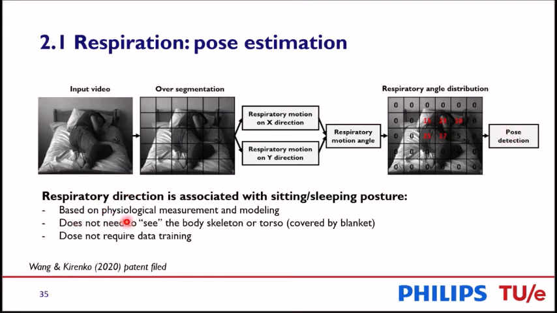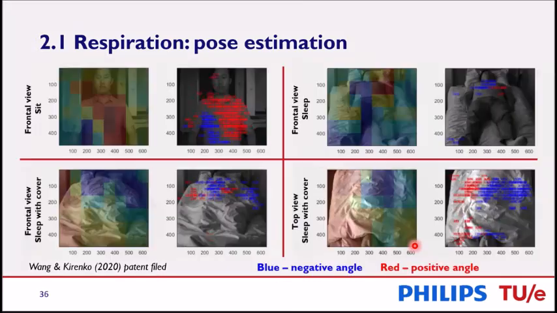So this is based on the physiological measurement and the modeling. It does not really need to see the body skeleton or the torso of the subject, even if the subject is covered by a blanket. As long as you can see the respiratory motion, you can measure the posture. And it does not require data training. It has been filed as a patent.